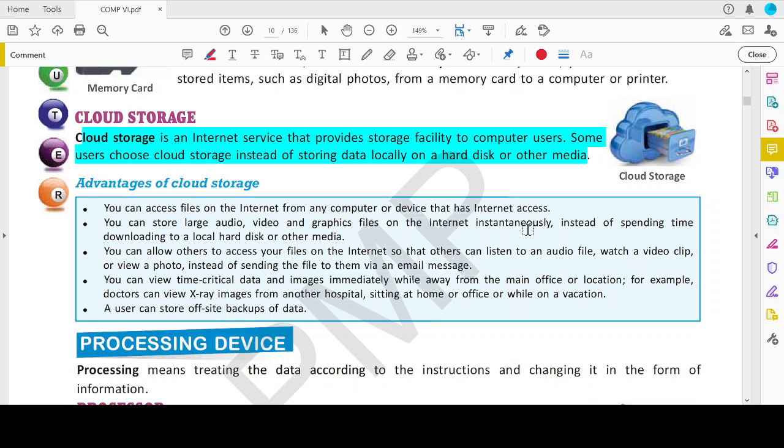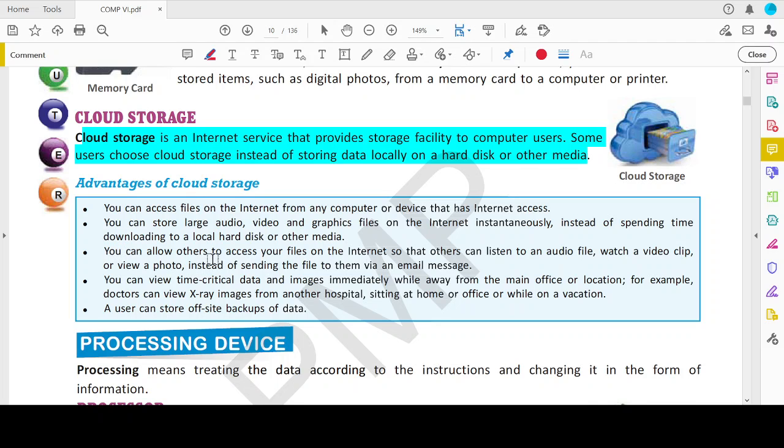So if you are storing it on a local hard disk or a pen drive or some other media, you have to carry it to that place, right? You have to take care of the thing so that it is not getting lost, it is not getting physically damaged. You have to take care of all these things. But if you store it on cloud storage, no question of taking care. You are not taking care of the server which is providing you the storage. The server is giving the protection to your data. So that is the advantage.